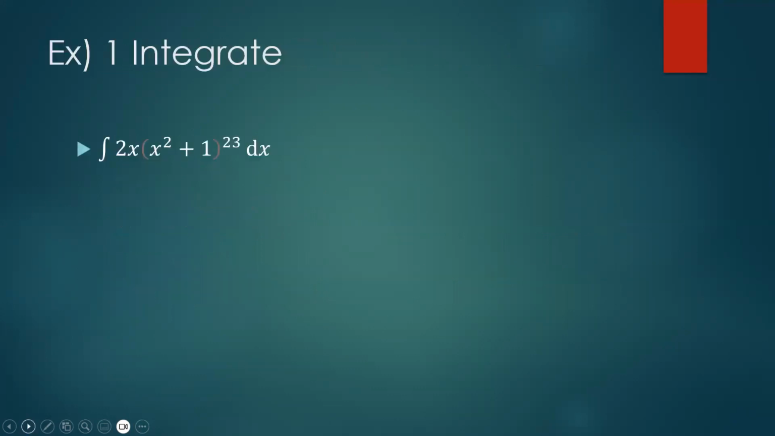Okay, so let's start with example 1. We have to integrate 2x times (x squared plus 1) raised to the 23, dx. The first part is to figure out what my U is. I'm going to say that my U will be the inside of the parentheses, x squared plus 1. And then you'll see why.